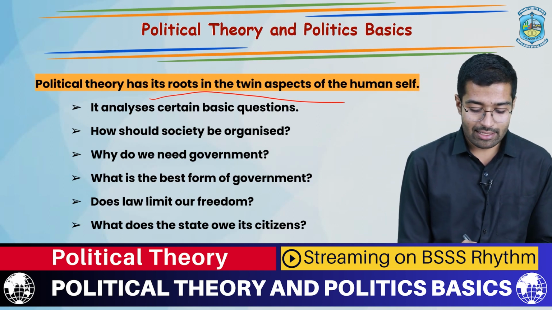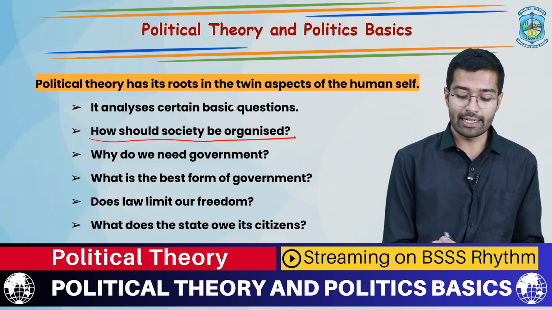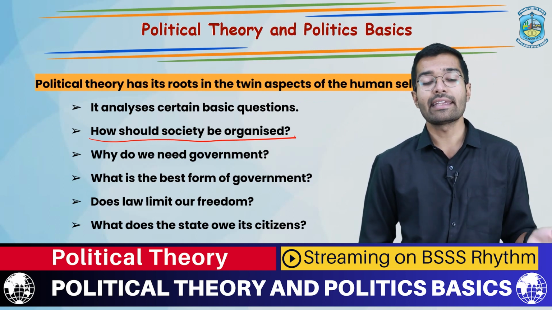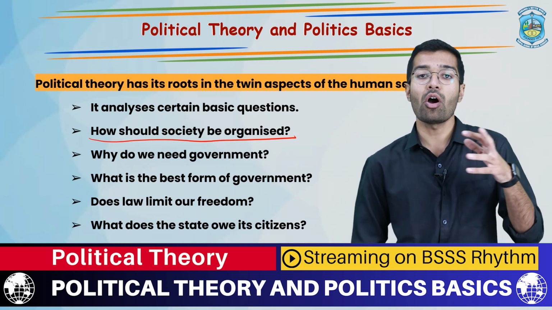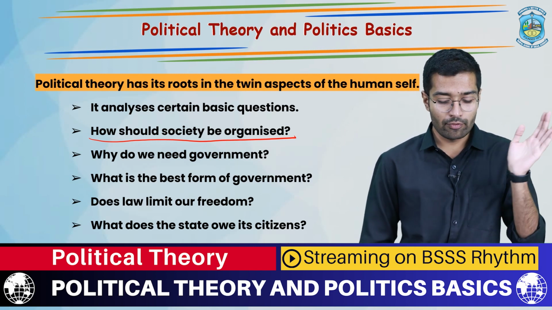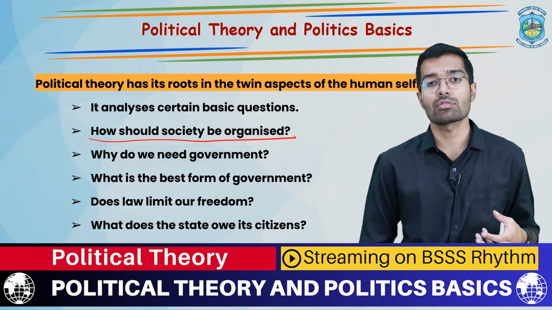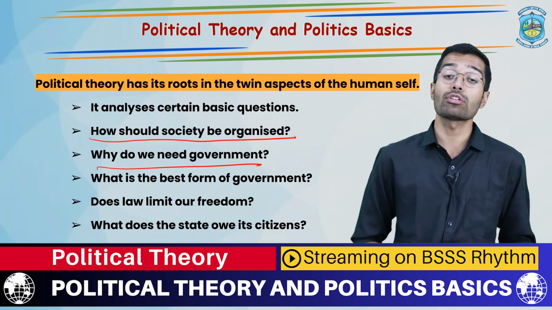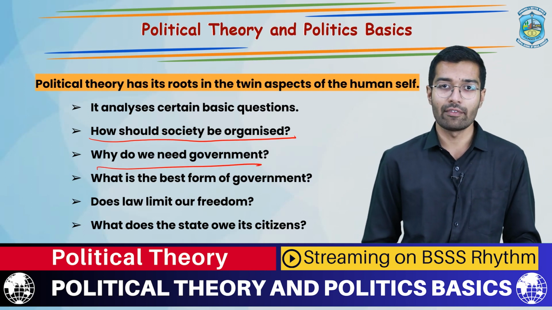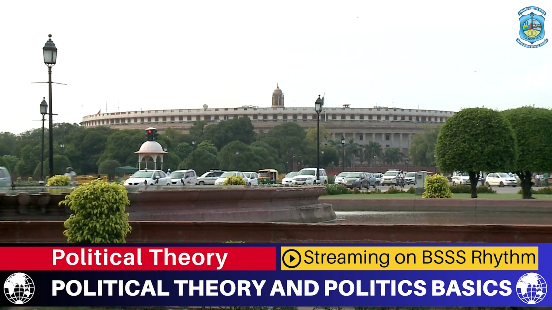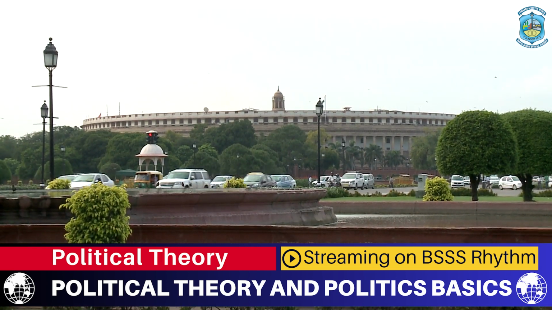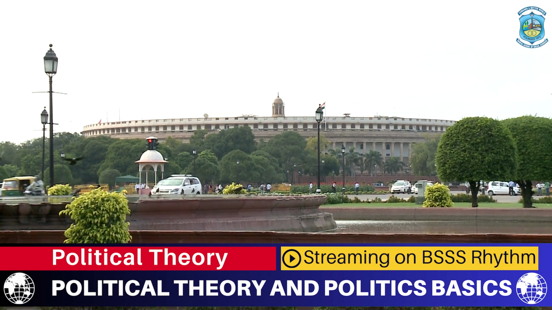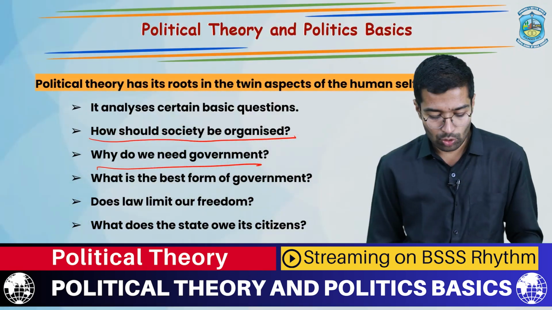Political theory also analyzes how society should be governed, which form of government is best. Is it a democracy or monarchy or aristocracy, and on what values should this society be governed? Now, why do we need a government? Political theory also questions why we need a government. Can we live without a government? Imagine our country having no government, no parliament, no judiciary. Can we imagine our country like that? So what happens if there is no government?